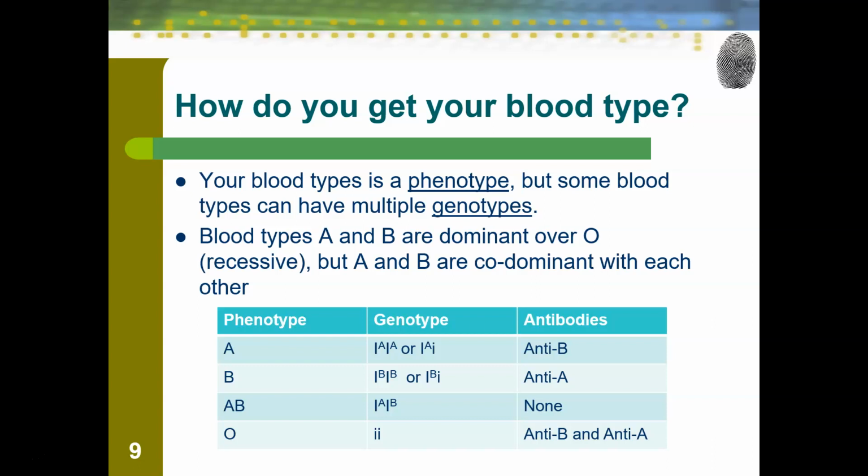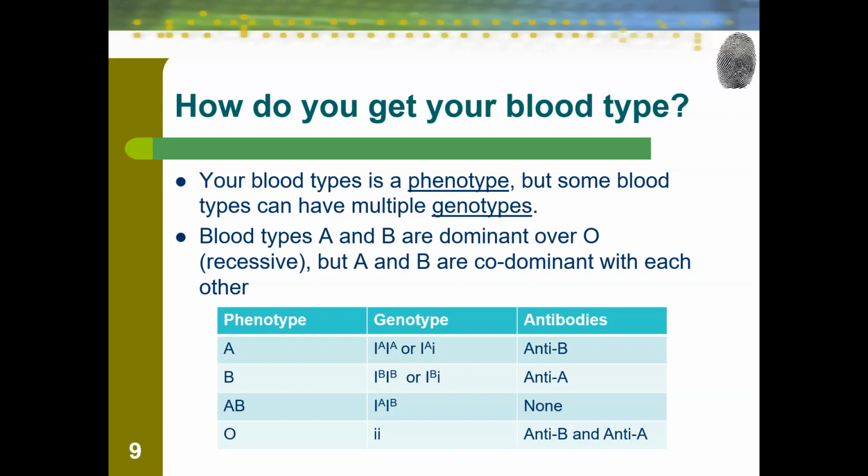You might still have antibodies for sickness and stuff like that, but no blood type antibodies because you have both A and B proteins in your blood. Last but not least, we have type O blood that you can only get by getting 2 recessive genes from each parent, so one lowercase i from each parent. And individuals with type O blood have both antibodies of anti-A and anti-B because they do not have any A proteins or any B proteins in their blood.